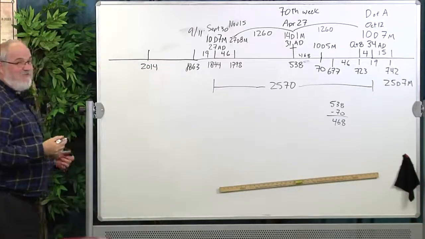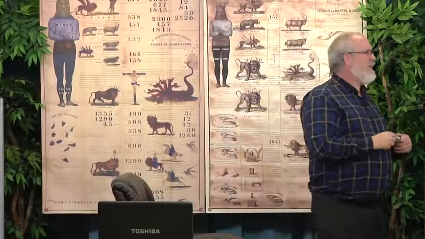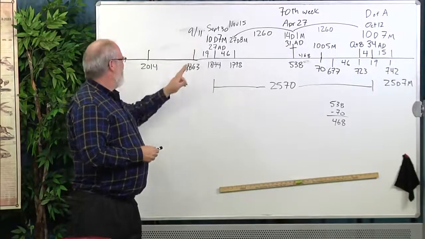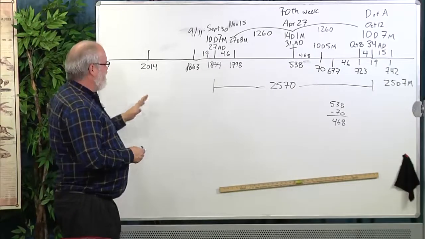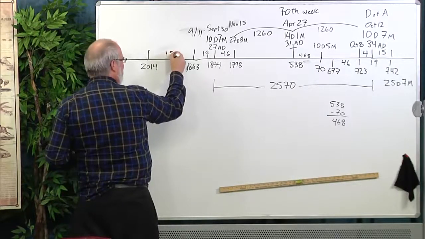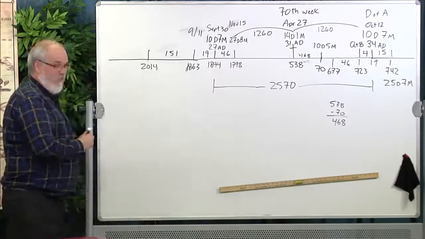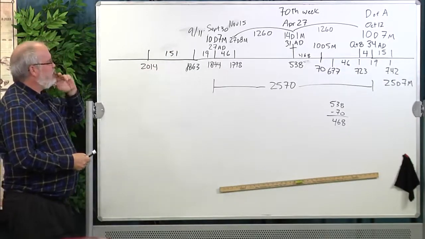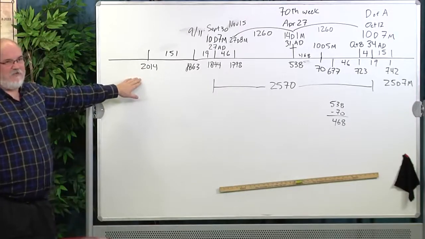And I was lying in bed and I'm thinking about this. Okay, so I'm over here on September 11th, and I'm going to be in 27 AD, and I'm going to go back 151 days, right? Or forward, if you want to think of it that way. So I'm going to go back 151 days from 1863 to 2014.